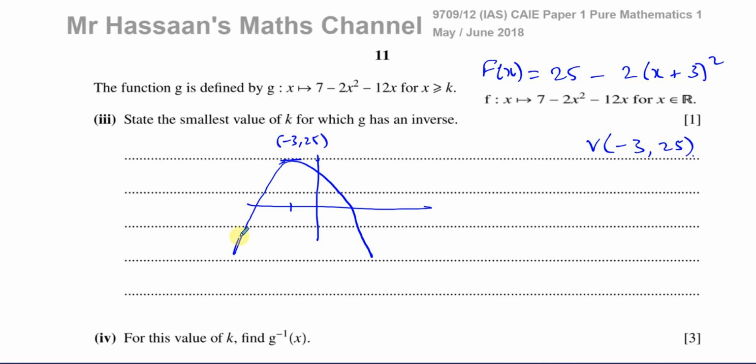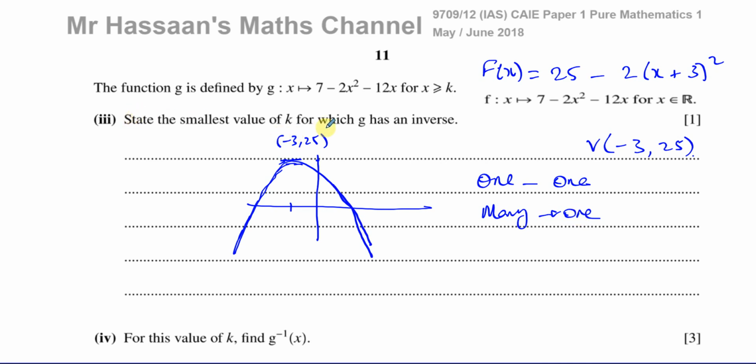Now, a graph has an inverse when it's 1-to-1. It has to be 1-to-1. Right now, this is many-to-1. A many-to-1 function will not have an inverse because when you make the inverse, it will turn into 1-to-many. A 1-to-many mapping is not a function.